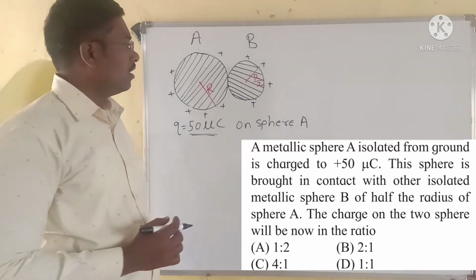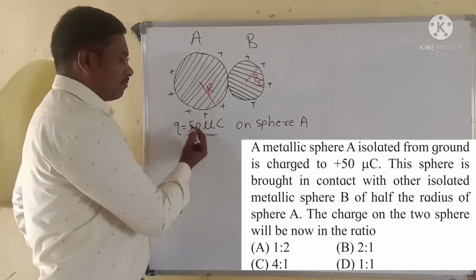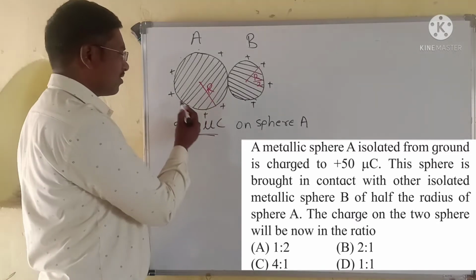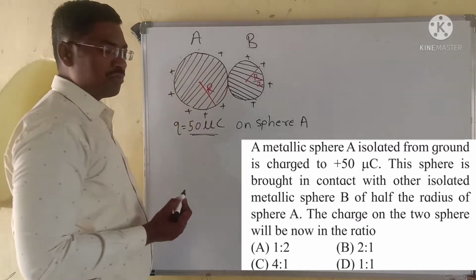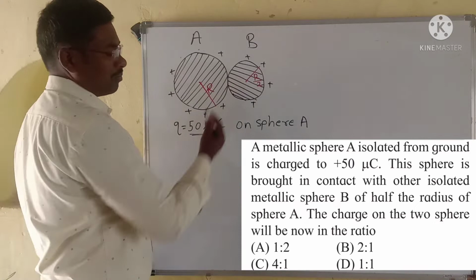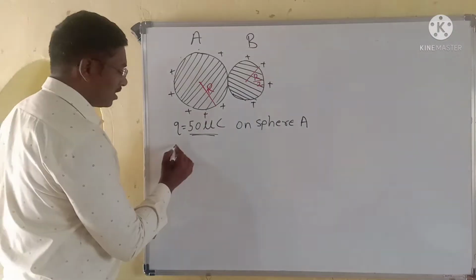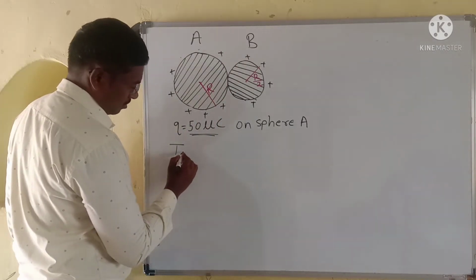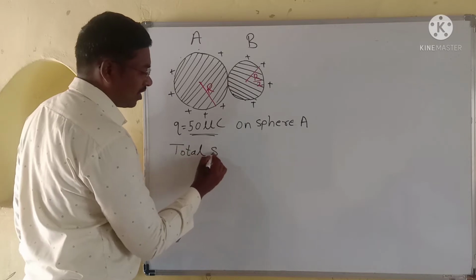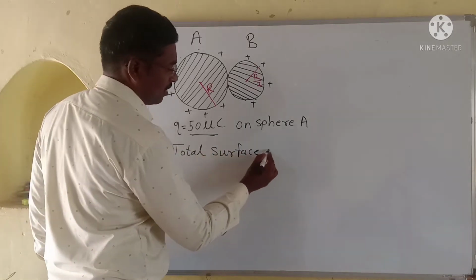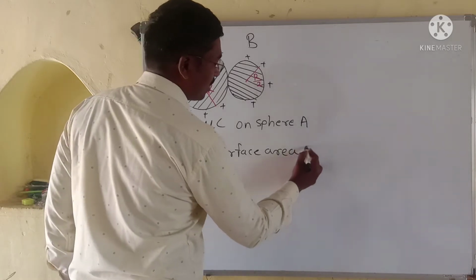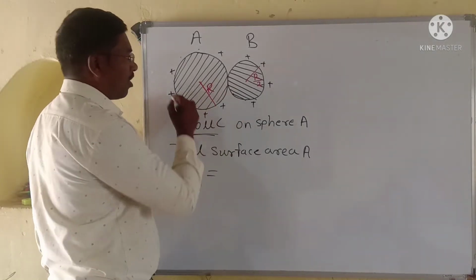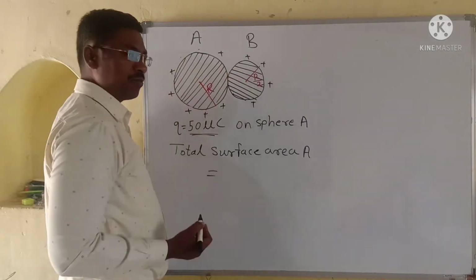In that case, that 50 microcoulomb charge is distributed over the surface area of sphere A and the surface area of sphere B. Now the total surface area over which charge is distributed is the surface area of sphere A plus the surface area of sphere B.